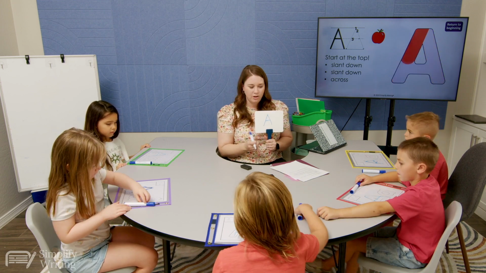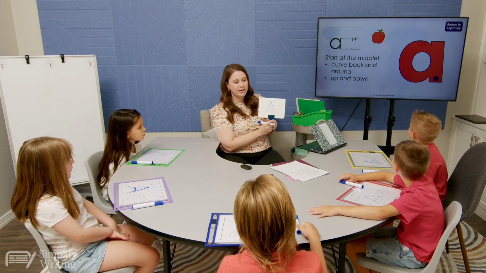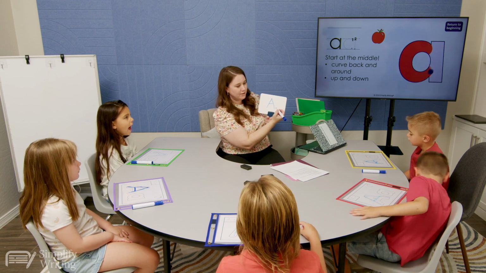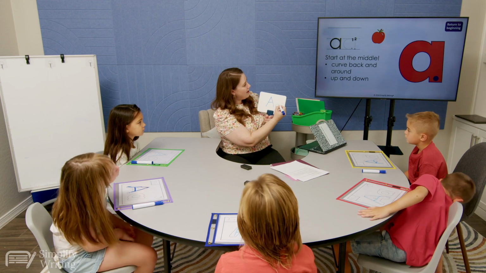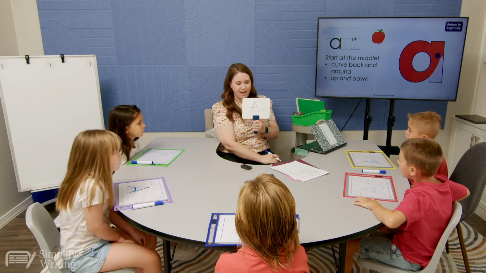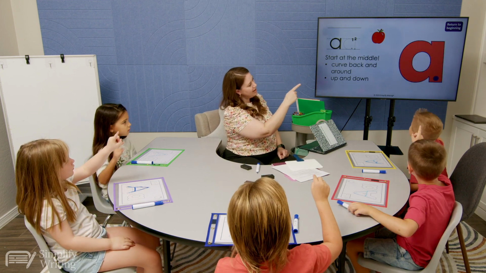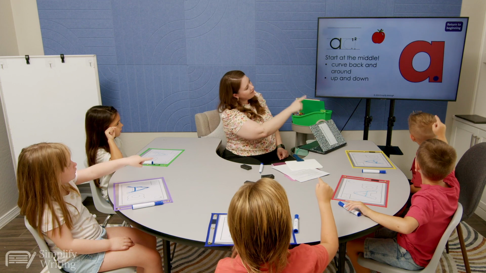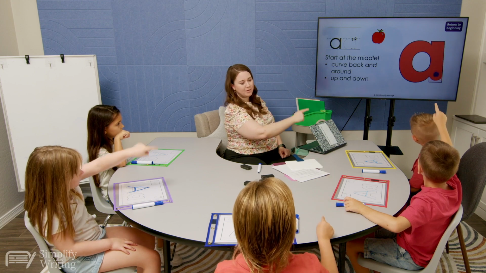All right, now we're going to look at lowercase a. All right, I'm going to draw it over here, and then you can also look at it here. So lowercase a starts by curving back, up and down, just like that. This also represents that ah sound, okay? Hold up your finger. Let's trace that lowercase a. Ready? Curve back and around, up and down. One more time. That one's a little trickier. Curve back and around, up and down.